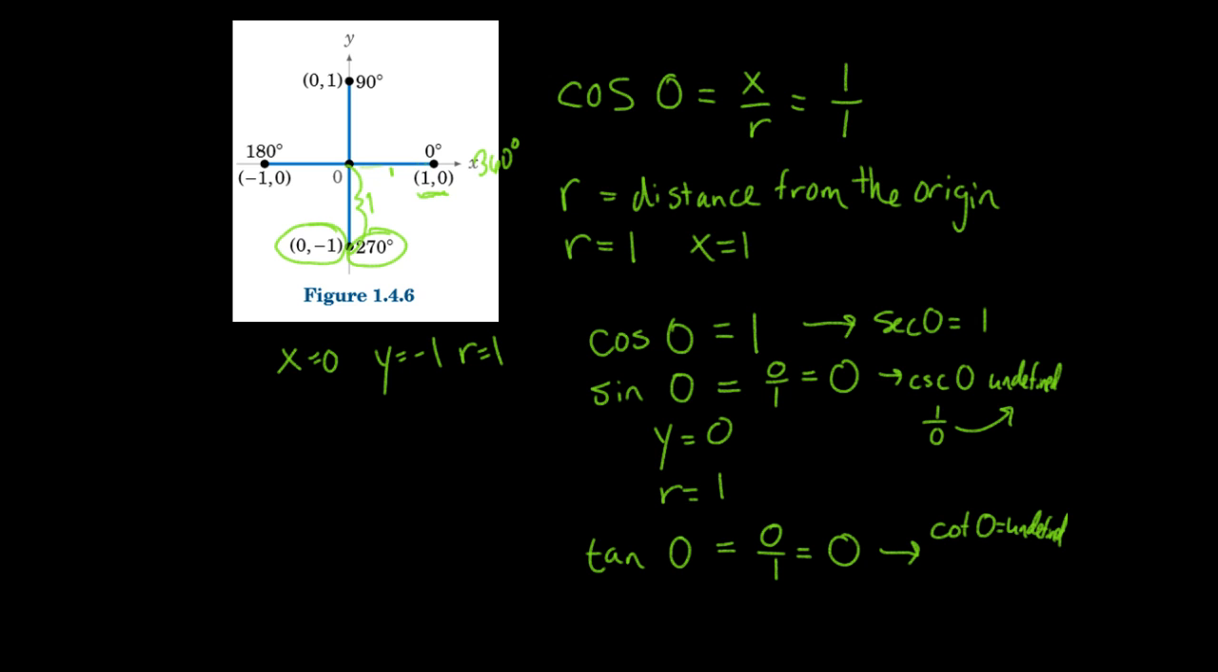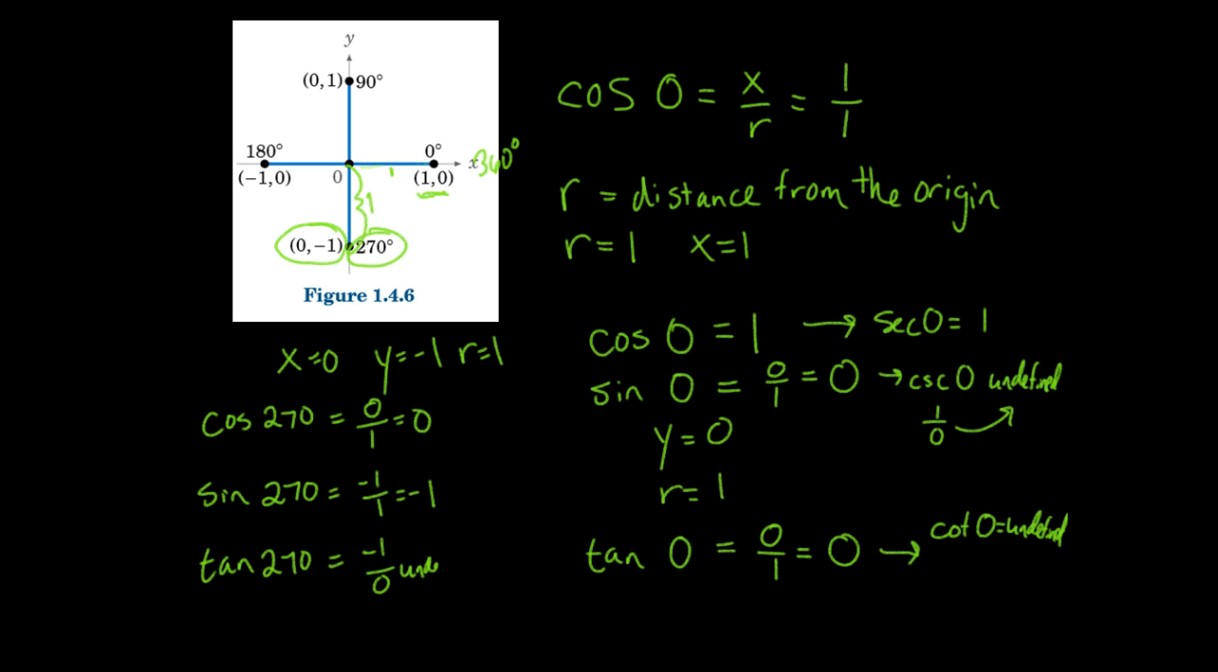So if I set up and write the cosine of 270 degrees here, that is x. Remember, cosine goes with x, so it's 0 over 1, which is equal to 0. The sine of 270 degrees is equal to y, so that's -1 over 1, which is -1. Interesting, we're getting a negative for sine. And then the tangent of 270 degrees is equal to -1 over 0.